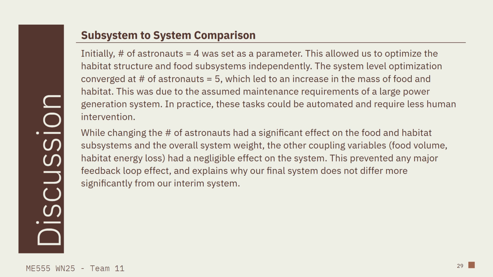Overall, the number of astronauts produced the most significant effects on the food and habitat subsystems and consequently overall system weight. Our other coupling variables of food volume and habitat heat loss had much more negligible effects on the system. Intuitively, we can see how these limited effects did not cause much of a change in the final results of our system when compared to those from the interim.